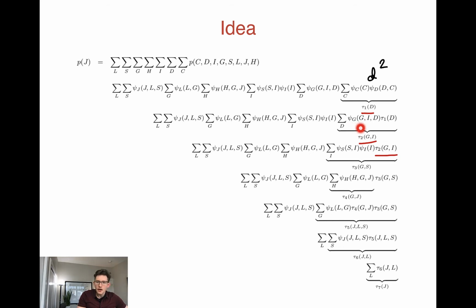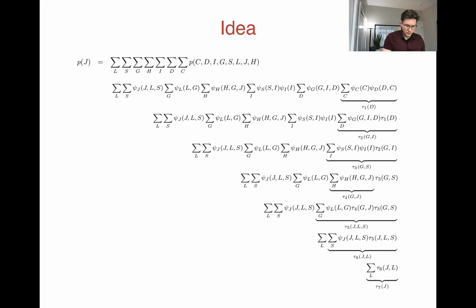Here, I had to do a calculation over g, I, and d, and then ultimately I'm going to get a factor over g and I. So this took d to the 3 because there are 3 variables. This one's d to the 3, d to the 3 again. The variables are h, g, and j. Keep going. Sorry, I lost my writing that we had before.